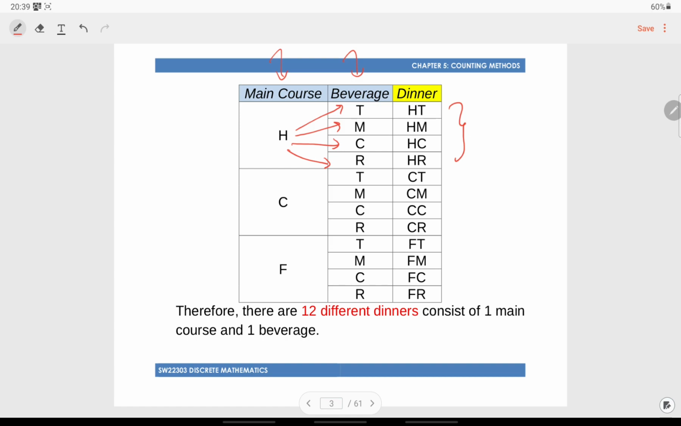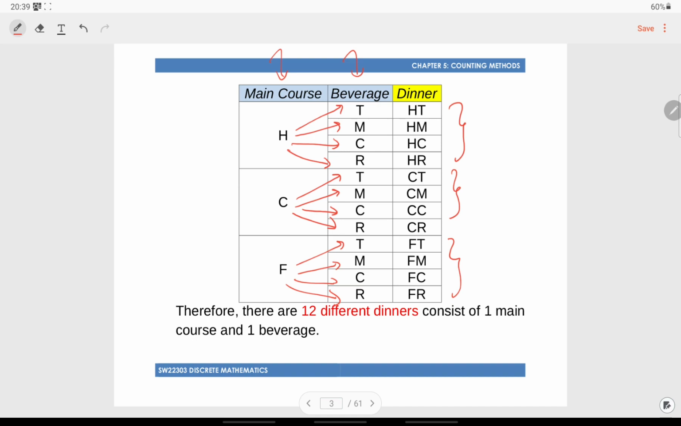And for the main course C, we can do the same task. We pair C with each of the four different beverages. So we have CT, CM, CC, and CR. And we do the same thing to F. So we have FT, FM, FC, and FR.